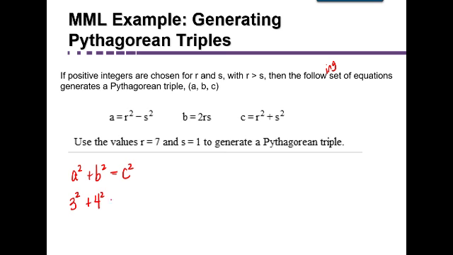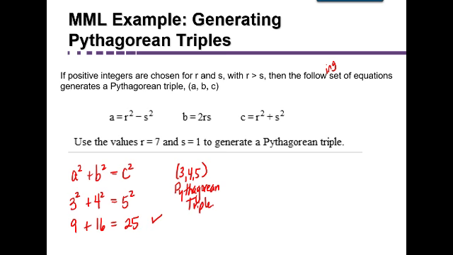Just as an example, 3, 4, and 5 happens to be a Pythagorean triple because notice that 3 squared is 9, 4 squared is 16, and 5 squared is 25. So 9 plus 16 does equal 25. So 3, 4, 5 would be an example of a Pythagorean triple. In other words, there are right triangles that have those dimensions.